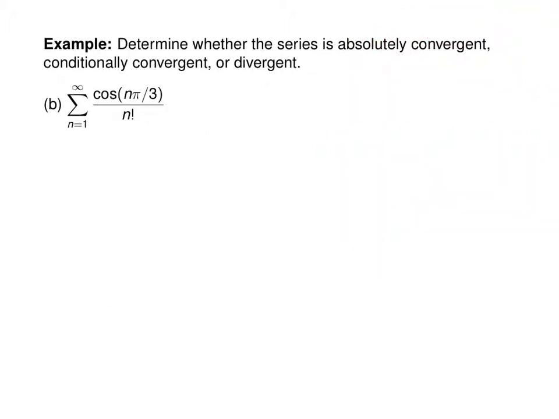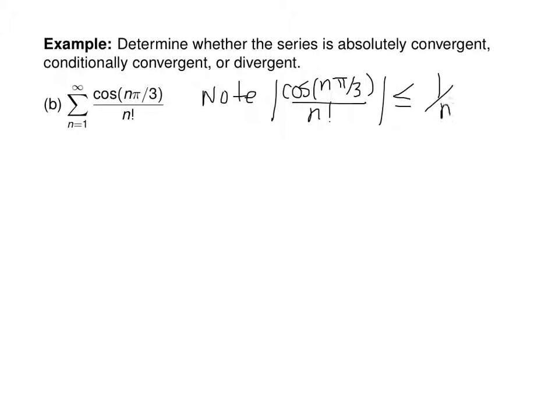Let's determine whether this series is absolutely convergent, or conditionally convergent or divergent. So here I'm going to use a combination of comparison and the ratio test. First, start by noting that the absolute value of cosine of n pi over 3 over n factorial is less than or equal to 1 over n factorial. And that's because cosine's range is -1 to 1, so the largest that cosine ever is 1.